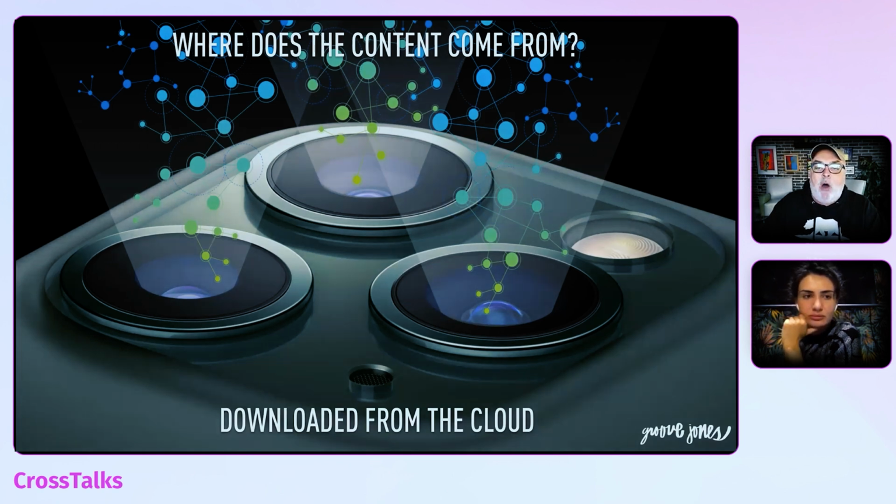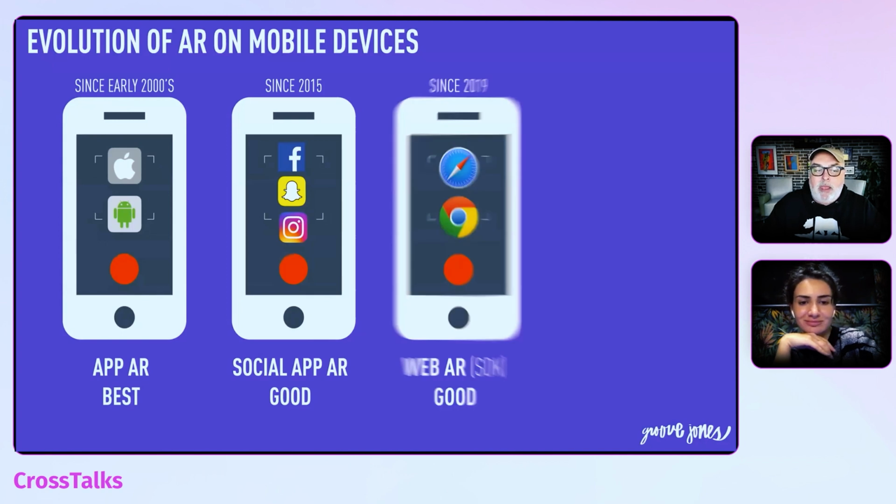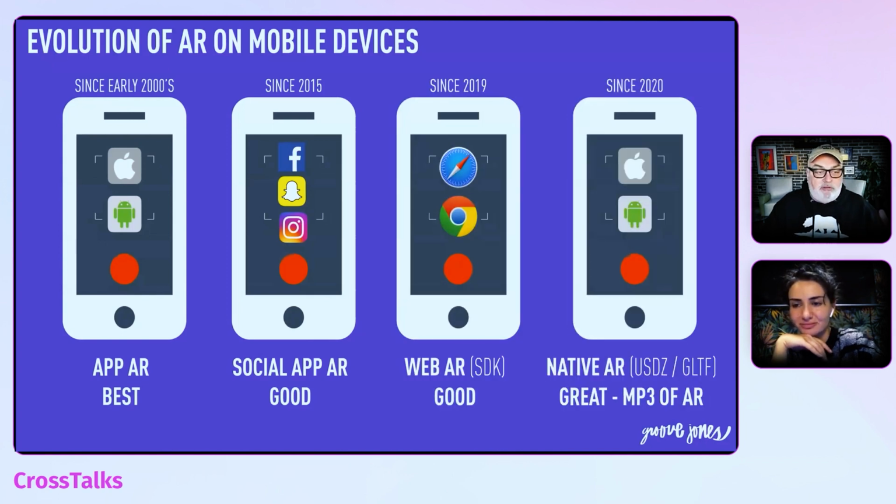If you look at how AR has evolved over time, AR is not new. It's been around since the early 2000s, when people were building apps. I was building AR apps back then. And then around 2015, Snap started integrating AR into the camera lens of the application because it was a camera app. Same thing with Instagram, and then Facebook took that over. So from about 2015, social apps were a great way to see AR. That's where a lot of people saw AR, because they were doing face filters and things like that. But it was still an app.